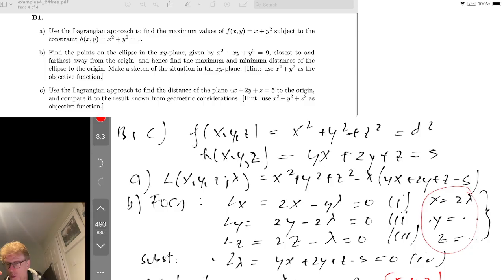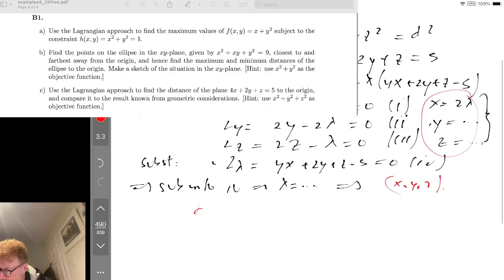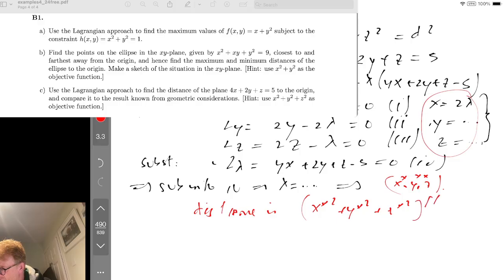And there is only one, because it will be the sphere which touches that plane. There will only be one stationary point, and you can then calculate the distance by taking that stationary point. So with x star, y star, z star, the distance is x star squared plus y star squared plus z star squared, and then the square root, of course.